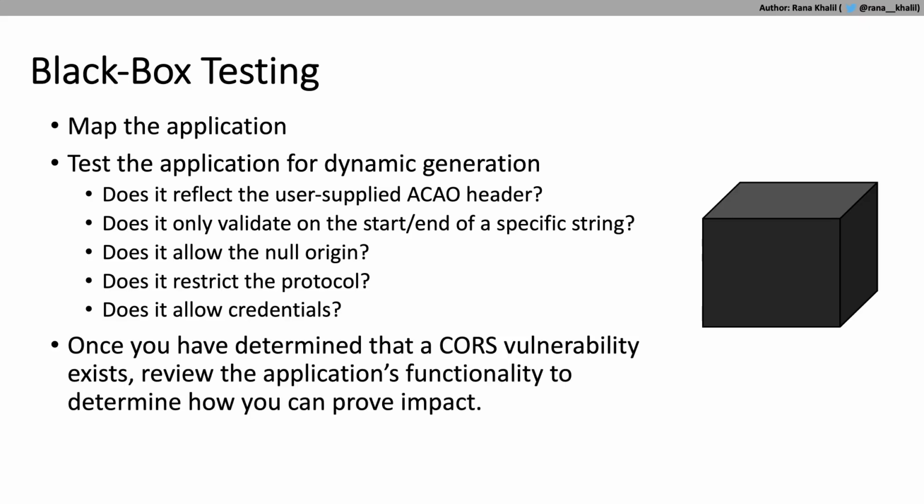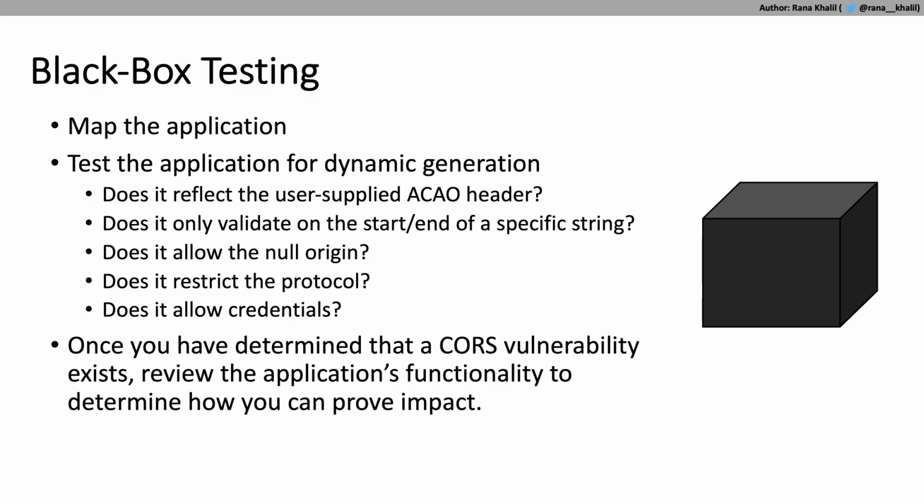Now, once you've determined that there is a CORS vulnerability, you need to review the application's functionality to determine how you can prove impact. So sometimes when you're submitting these reports, some people don't understand what the impact of that is. And so sometimes you need to combine it either with another vulnerability in the application, or you need to combine it with a functionality in the application.